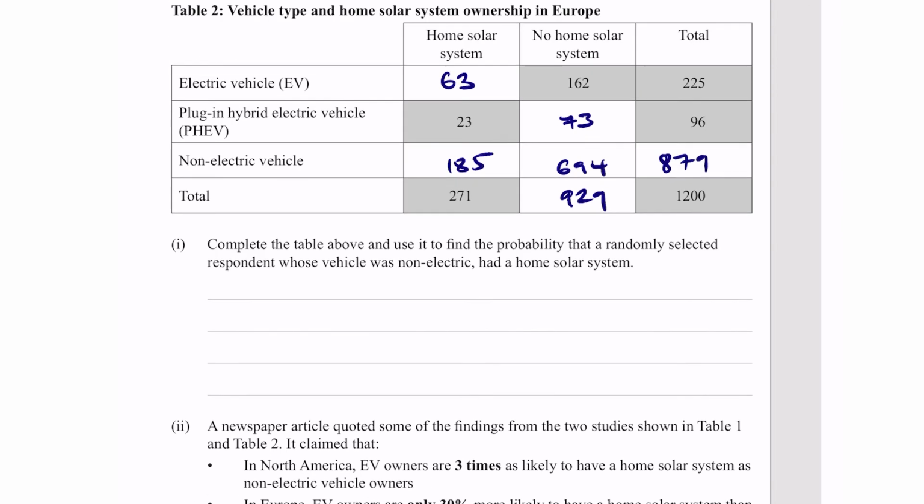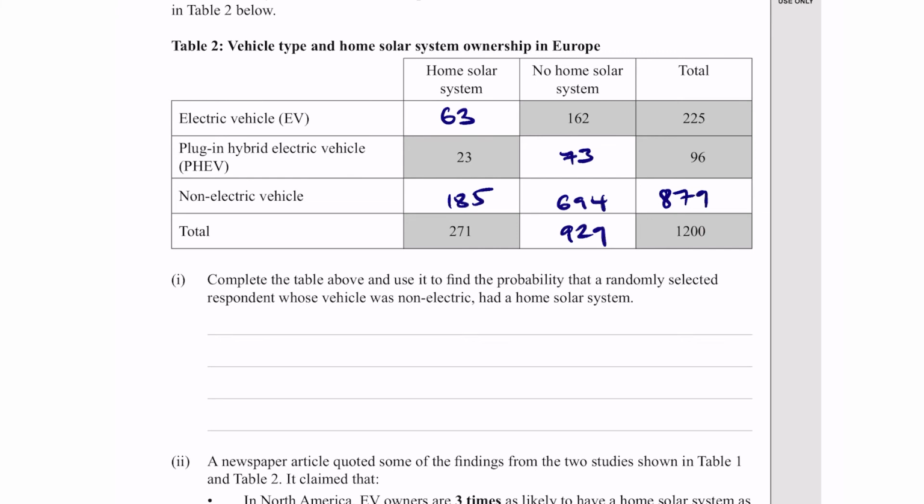All right. So what do we want to know? We want to find the probability that a randomly selected respondent whose vehicle was non-electric had a home solar system. So we can rewrite this and say, given that the vehicle was non-electric, what's the probability that they had a home solar system? First of all, our condition is being non-electric, so we look for that row and we highlight it.